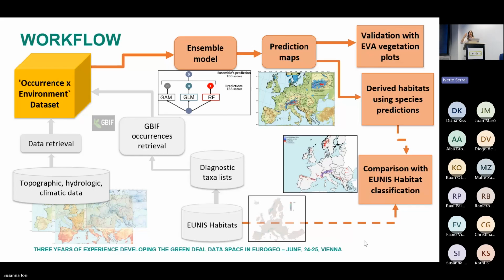does our data make sense with the research data, let's say. And then we derived an aggregated habitat from all these prediction maps. And we compare lastly with the EUNIS habitat probability map.